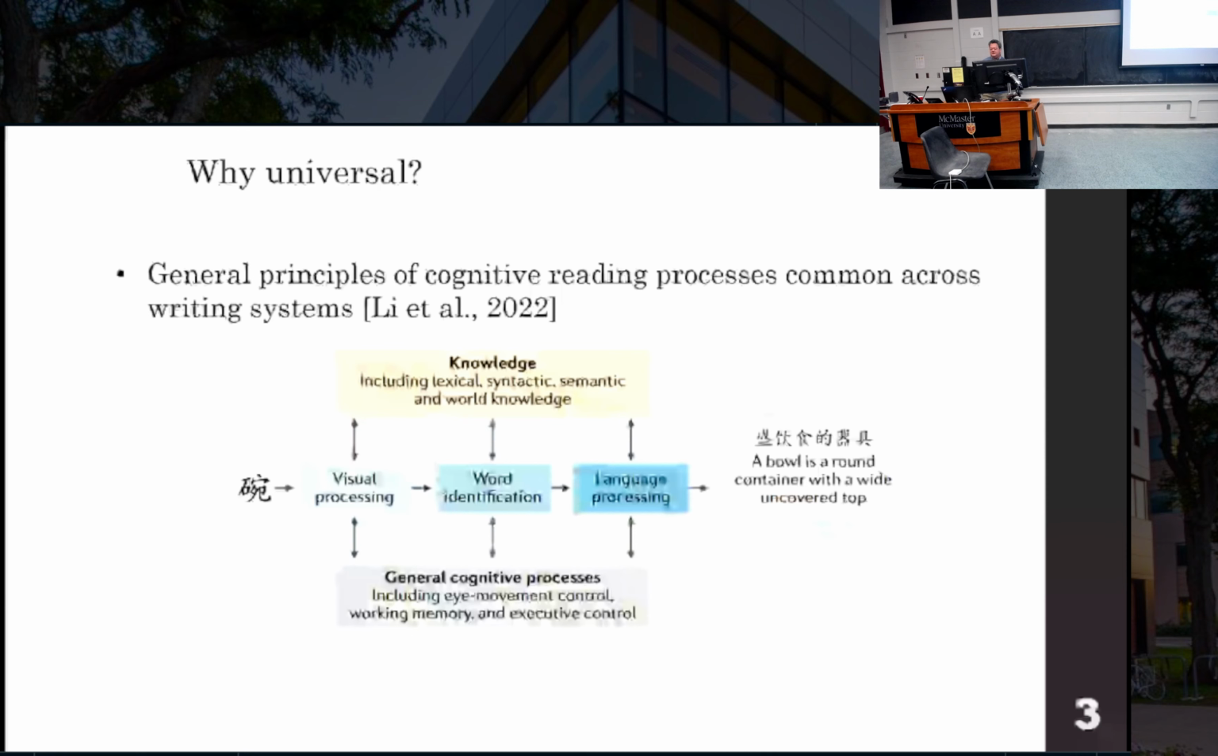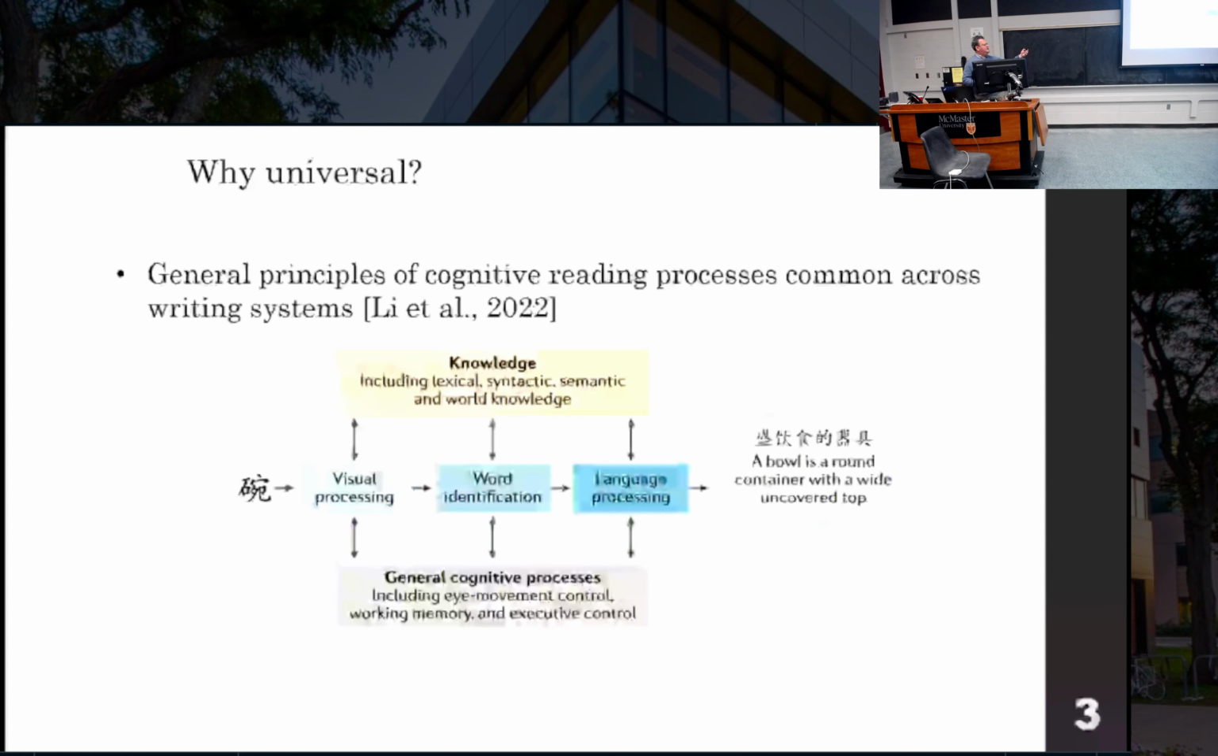In any language, we start with a written symbol in reading, and we arrive at the meaning of the written text. And we have to go through the same stages of visual processing, then word identification, then language processing. That's where we rely on our oral language knowledge. And all the while we're referring to the knowledge of the language, which of course has multiple levels to it. So we need to know the words and the syntax and the morphology and what the meanings of words are, and we have to rely on our knowledge of the world as well. That's the top part here.